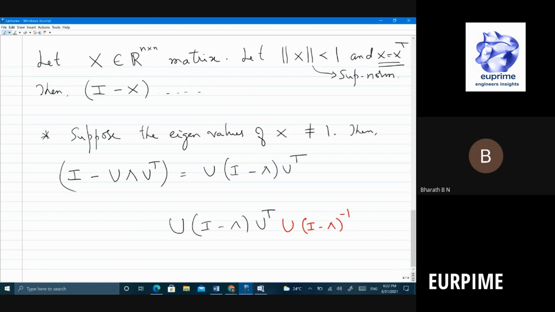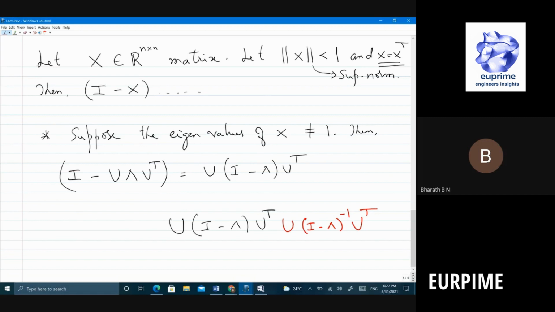When can I do I minus lambda inverse? Remember, lambda is diagonal, I is diagonal. So the difference is diagonal. So when can you invert a diagonal matrix? When the diagonal entries are non-zero, right? When will it be non-zero? If the eigenvalues of this are not equal to 1, right, then of course, what is the eigenvalue of an identity matrix? It has all the eigenvalues equal to 1, right? So 1 minus something that's not equal to 1 will never be 0. So it's invertible, right? That's why we need this times u transpose.